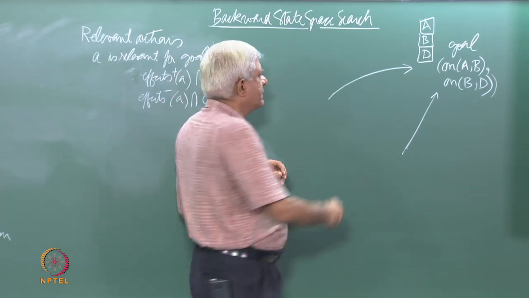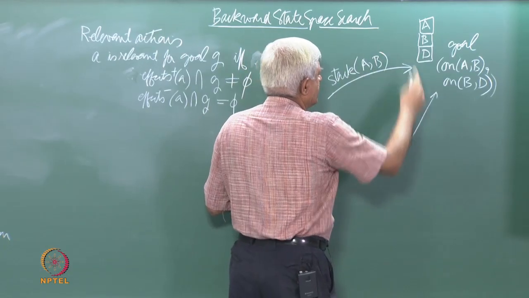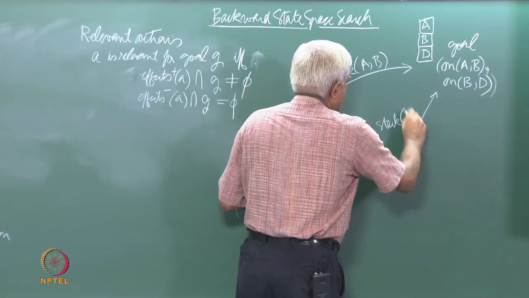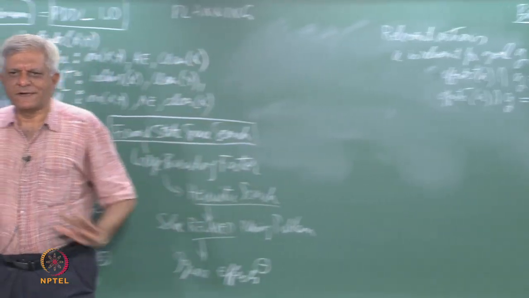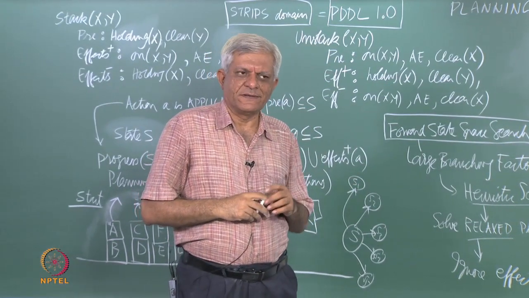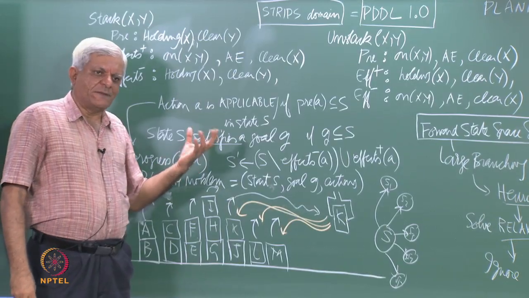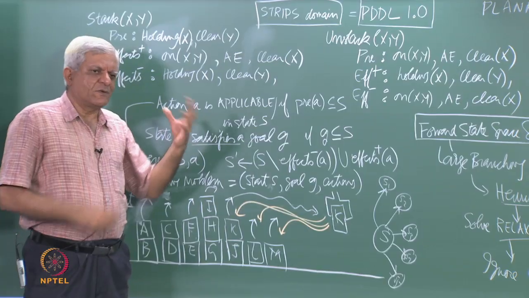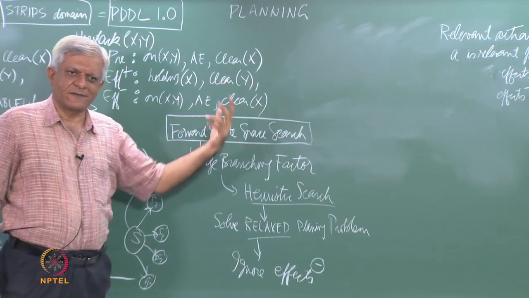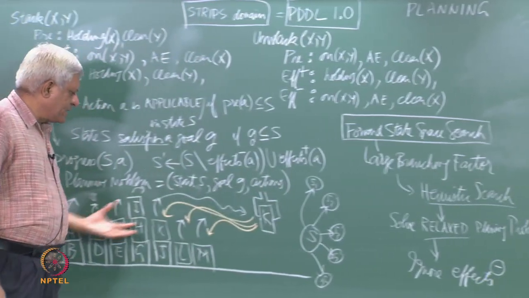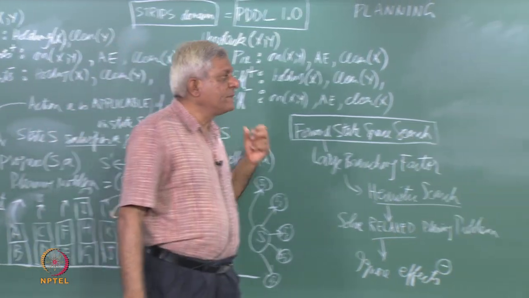Stack A on B, and one more is stack B on D. Now, you can see the principal advantage that backward state space search gives us over forward state space search is in the branching factor, because backward state space search is focused on the goal, it is only looking at actions which will achieve the goal, and in this example you can see the branching factor is small, we have only two actions that we can consider, and there were many actions that we were considering. So, that is the main advantage of doing backward reasoning or goal directed reasoning.